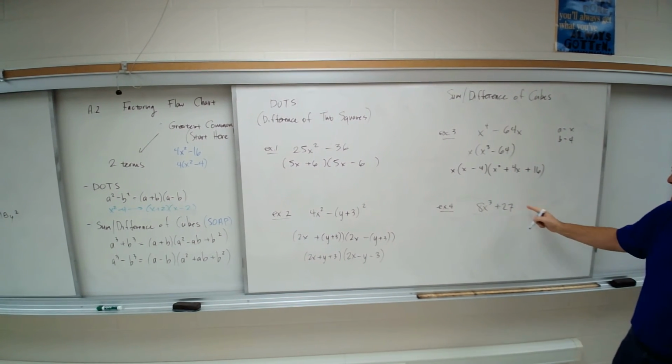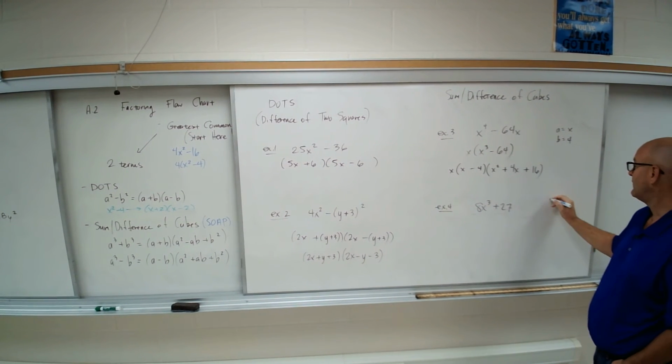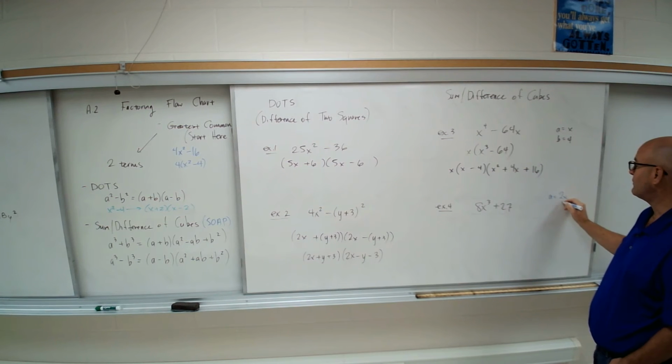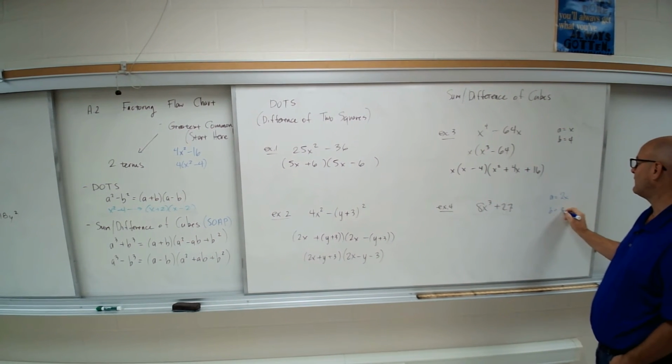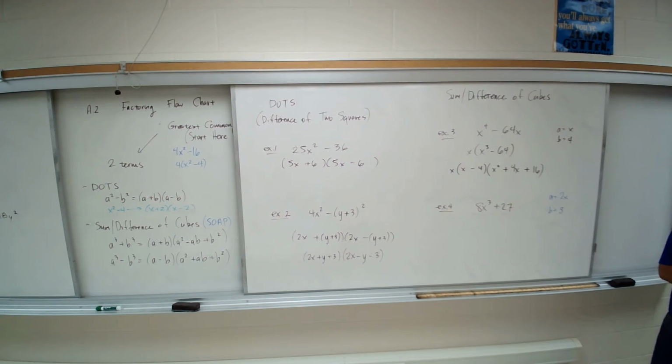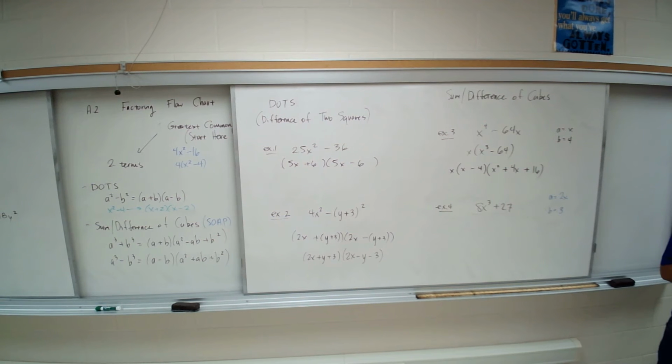I'm still going to identify my pieces. The thing that I cubed to get 8x cubed, I'm going to call A, and that would be 2x. And the part that I cubed to get 27 would be the number 3. So that's going to be our first parenthesis. It's going to be the 2x plus 3.